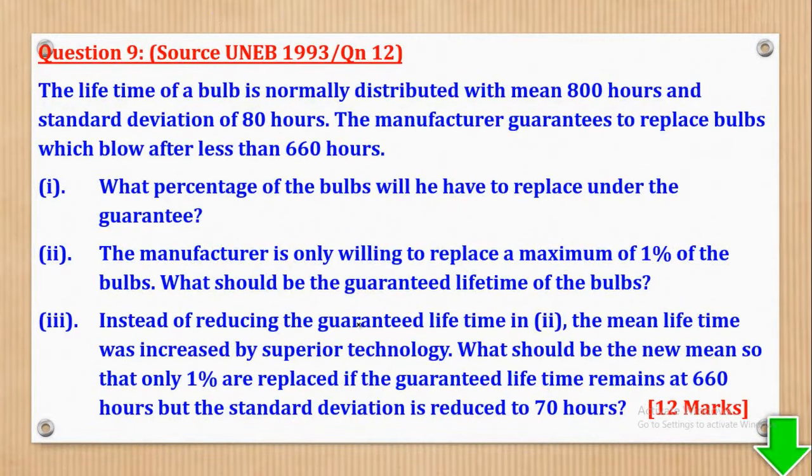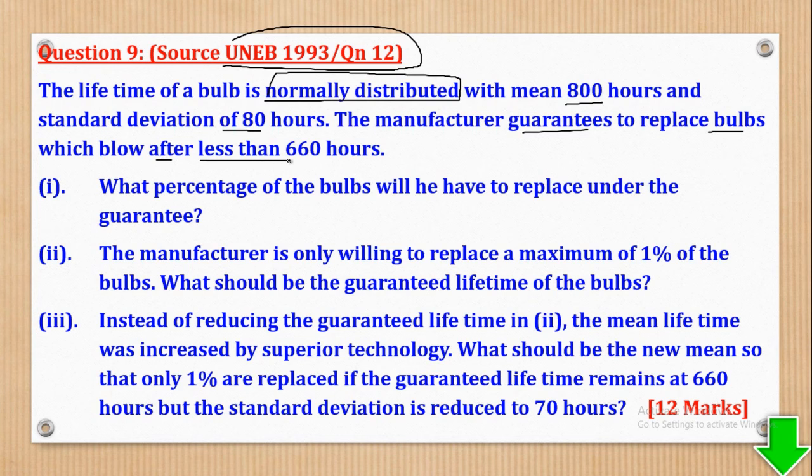So now we shall go to question 9. So question 9 came from UNEB 1993, paper 2, question 12, and it says the lifetime of a bulb is normally distributed. So this word must exist for normal distribution, with mean 800 hours and standard deviation 80 hours. The manufacturer guarantees to replace bulbs which blow after less than 660 hours. So that is x less than 660.